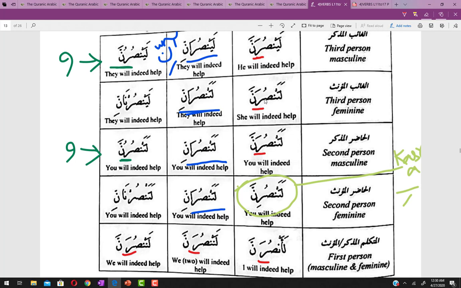And masculine second person and singular first person. So here we have second person masculine, latansuranna. And for the first person, lanansuranna, right? So all these have ra with a fatha.